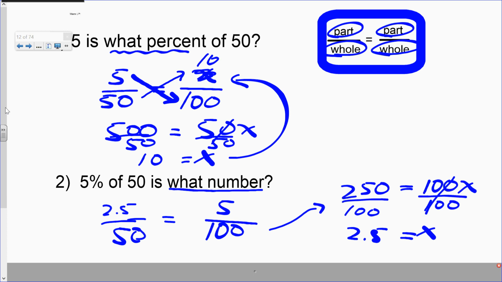I want you to get the mystery forever, once and for all, now. Make a commitment. There's no mystery to percentages. It just means out of 100. Last one.